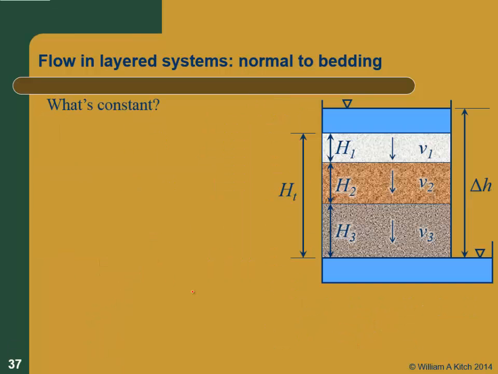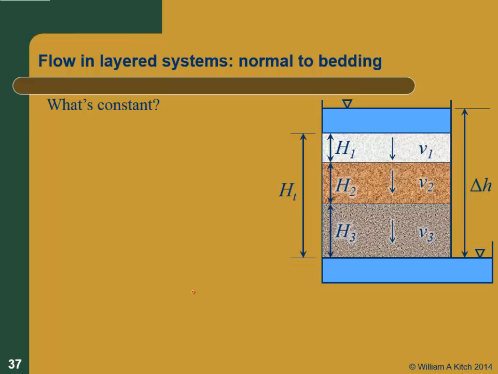So let's look at the other problem. Take the same 3 layers, and now we're going to flow water across the boundaries in the other direction. Okay, so what's the same in this system? What's constant in this one? What's the constant height? No, there's different. Each soil is a different thickness, right? H is different in each soil.